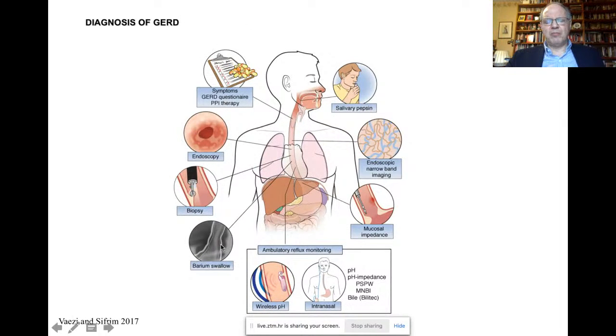These are all the potential diagnostic modalities in gastroesophageal reflux: symptoms, endoscopy, biopsies, barium swallows, reflux monitoring in the different modalities, a new technique called mucosal impedance, some endoscopic techniques such as NBI, and finally detection of pepsin in saliva. I will go through most of them, not all, but most of them.